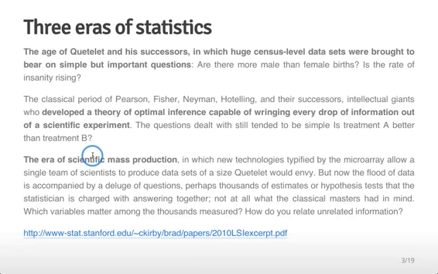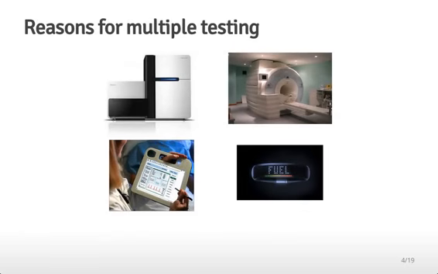The third era, the era that we're in now, is the era of scientific mass production, when data is cheap and easy to collect. But this also means that we're performing more and more analyses. And if we don't correct for the fact that all of these analyses are performed, and we're allowing for a small amount of error in each analysis, those errors can pile up.